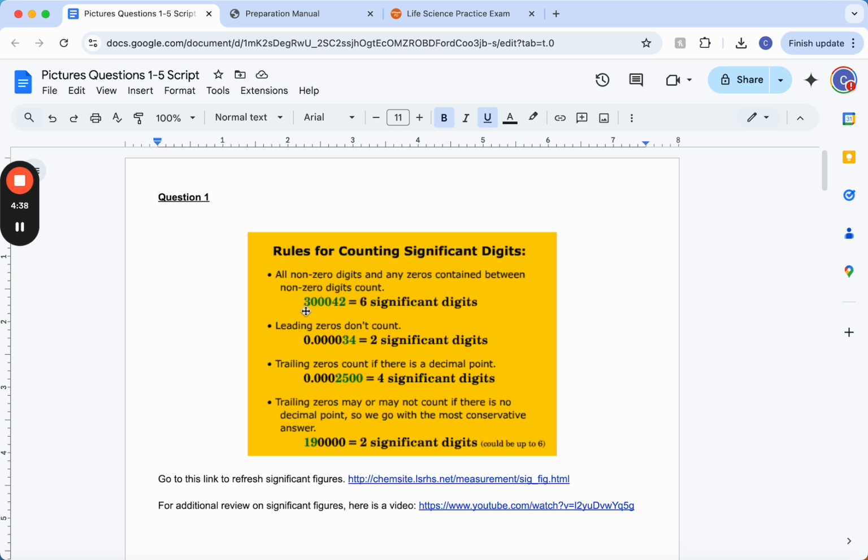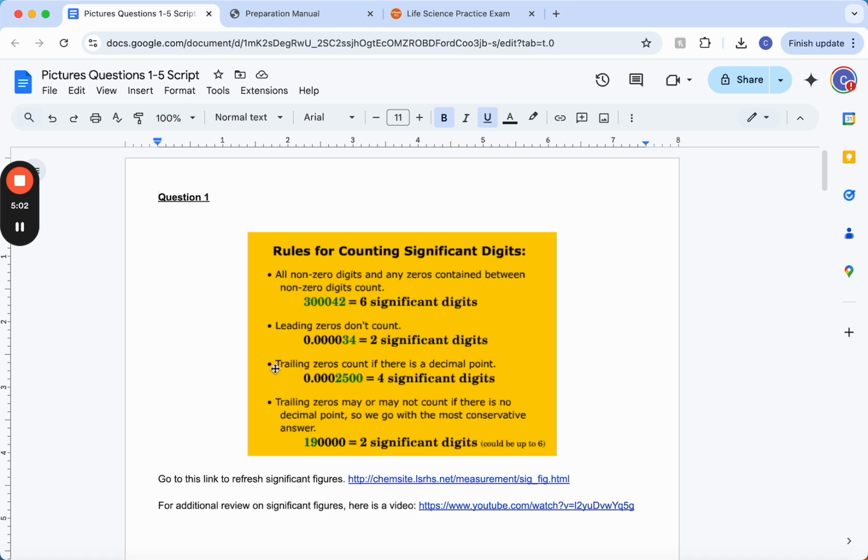Every non-zero number, and then zeros between non-zero numbers. The second rule says leading zeros don't count. In this example, any zero that comes before a non-zero number is not considered significant. So all of these zeros would not be significant. The only things that are significant here are our 2 non-zero numbers, 3 and 4. So we would have 2 significant digits.